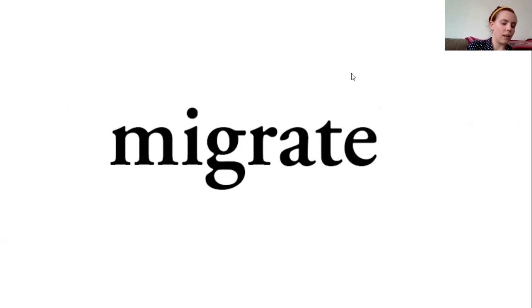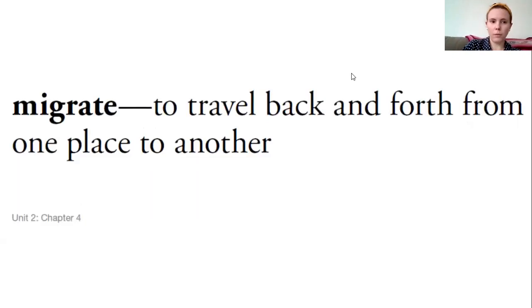M-I-G-R-A-T-E. Migrate has two vowel sounds. That E on the end does not make a sound, but it controls the A and makes it a long A sound. When we migrate, it means to travel back and forth from one place to another.